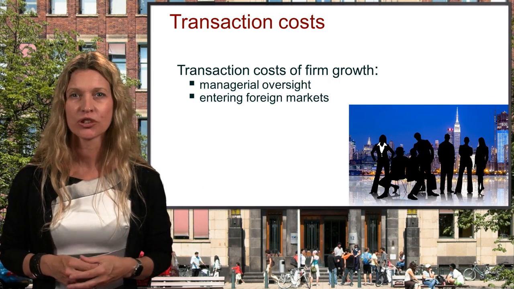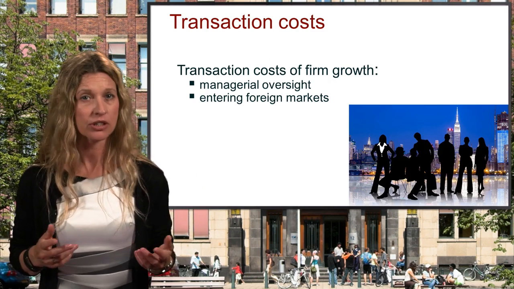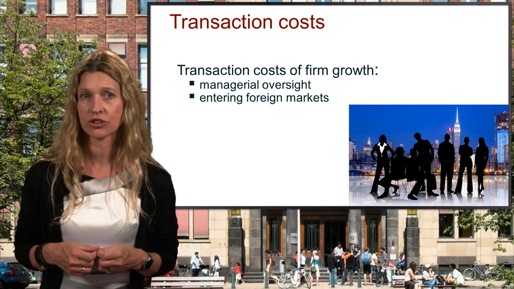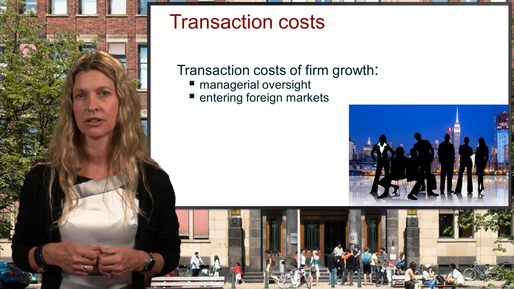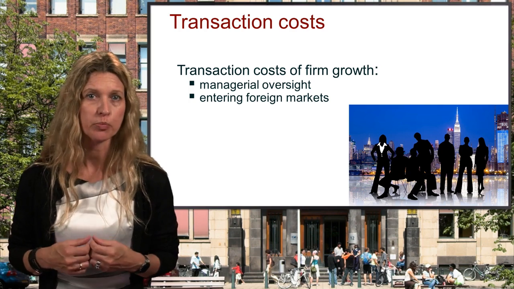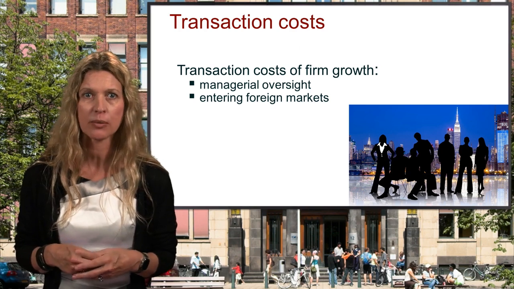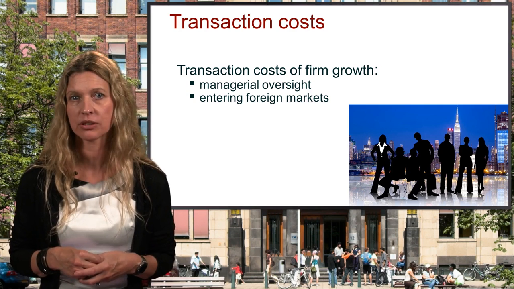The second constraint to growth is a firm's transaction costs. Transaction costs are costs involved in an exchange, not reflected in the price of the good exchanged. For example, if you want to buy a new car, and you will spend quite some of your leisure time to find the right car at the right price and the best loan condition.